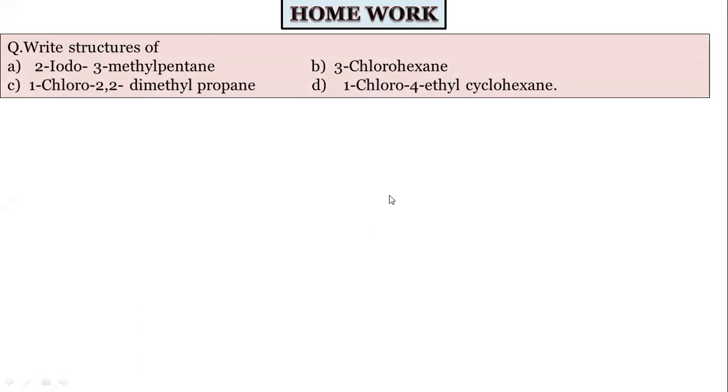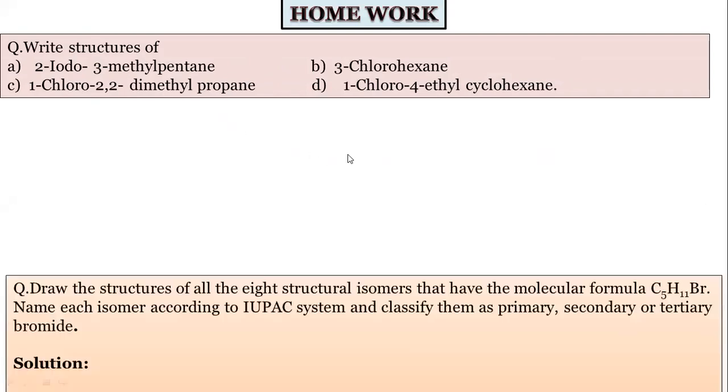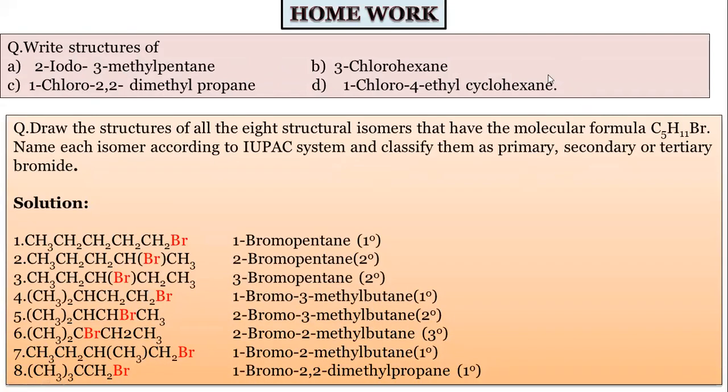So this is the homework for you. Write the structures of this. I think many of the students have completed this homework also. This is a solved example. Draw the structures of all the 8 structural isomers that have the molecular formula C5H11Br. Name each isomer according to the IUPAC system and classify them as primary, secondary, or tertiary bromide. The answer is also given.